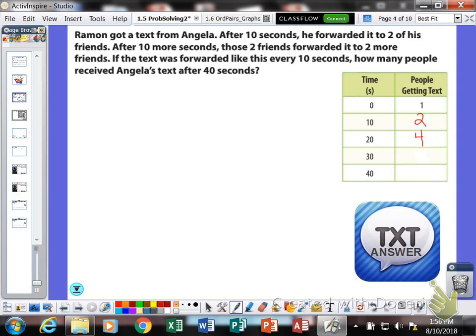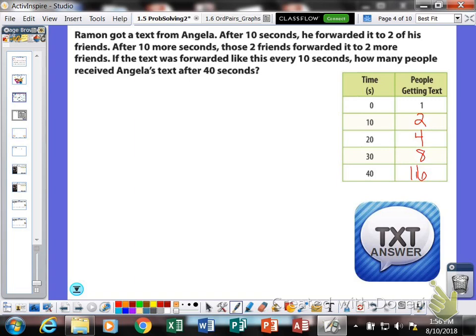Another 10 seconds, those 4 people are going to send it each to 2 people, so 4 times 2 is 8. And then another 10 seconds later, those 8 people are going to send it to 2 people each, which is going to be 16. And yes, I know, you could say, wow, Mrs. Janey, there are duplicates because some of my friends are some of other friends. So yeah, it's a give or take. But if you were sending them to different people, then this is what you would get.